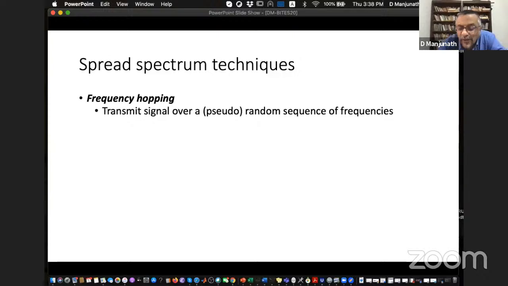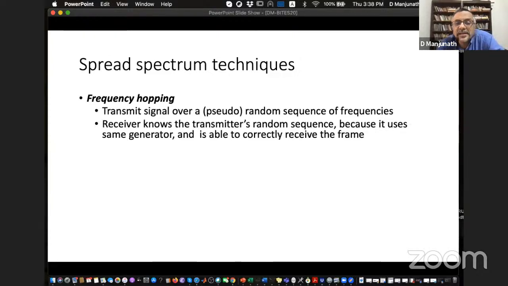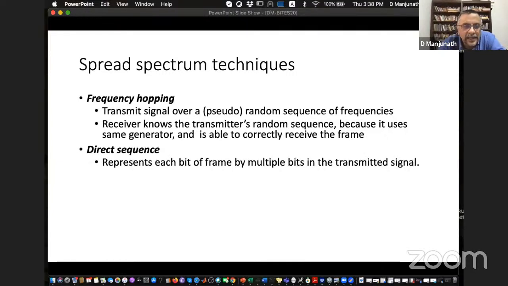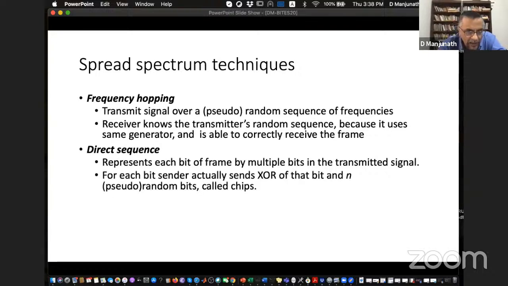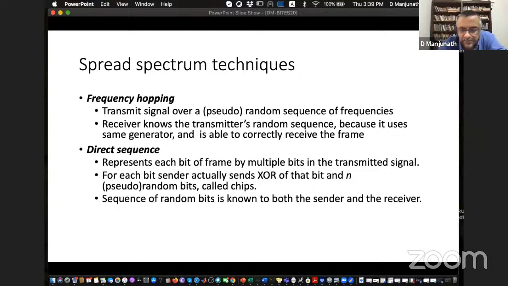So this is sort of a quick overview. In frequency hopping, the signal is transmitted over a pseudo-random sequence of frequencies. The receiver knows the transmitter's random sequence because it uses the same random number generator, and is able to correctly receive the frame. In direct sequence, each bit of a frame is represented by multiple bits in the transmitted signal. For each bit, the sender XORs that bit with n random bits. Each of these bits is what is called a chip.